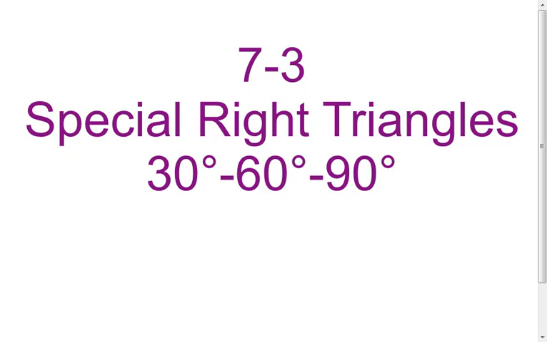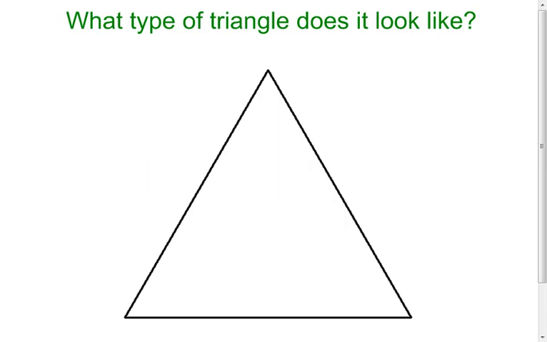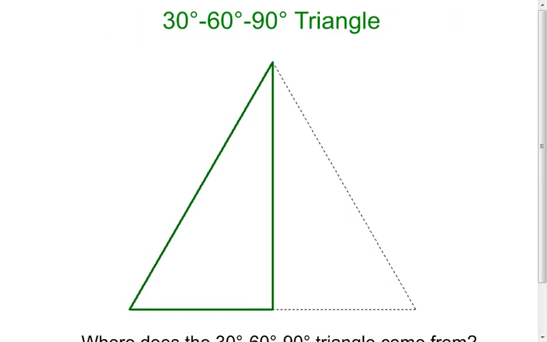Here we have another special right triangle. In this case, it's the 30, 60, 90. And again, instead of just giving you everything right away, I want you to think about where it comes from. This one comes from this triangle, which I wanted to look like an equilateral triangle. And we're going to take that equilateral triangle and cut it in half.